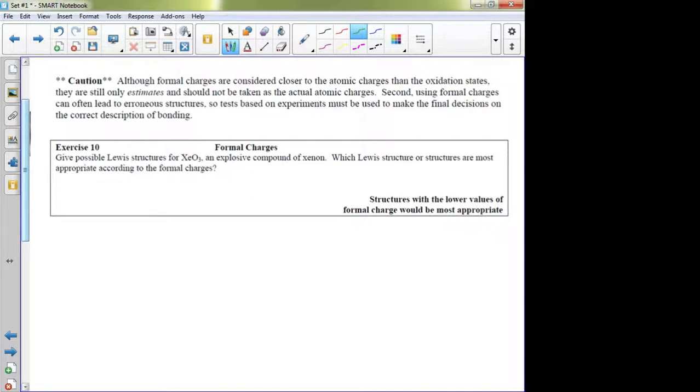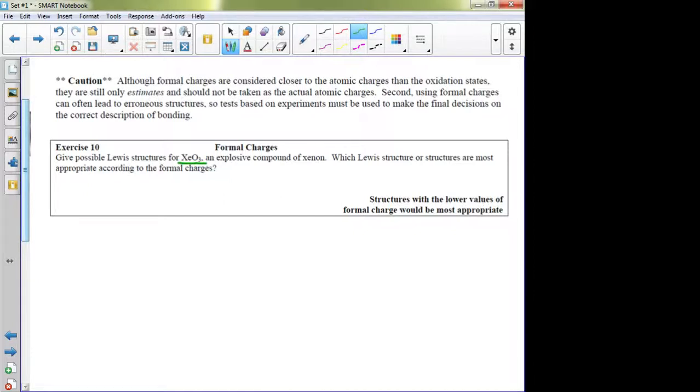All right. So now exercise 10 says give possible Lewis structures for XeO3, so xenon trioxide, an explosive compound of xenon. Which Lewis structure or structures are most appropriate according to the formal charges?